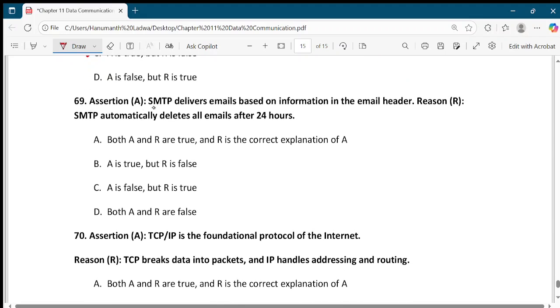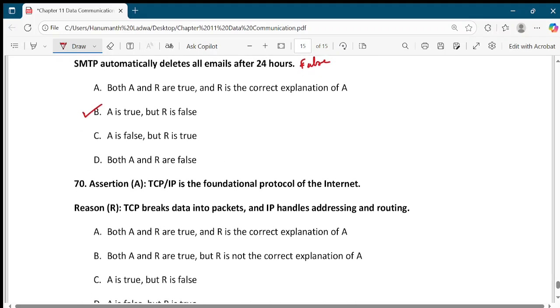Question number 69. Assertion A. SMTP, that is Simple Mail Transmission Protocol, delivers emails based on information in the email header. Yes, this is true. Reason R: SMTP automatically deletes all emails after 24 hours. No, this is false. Here you can observe option B, A is true, but R is false is the right answer.